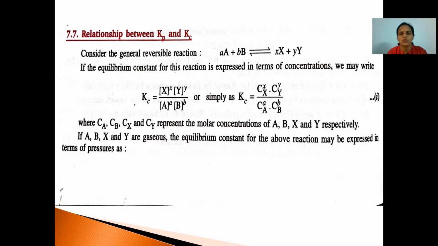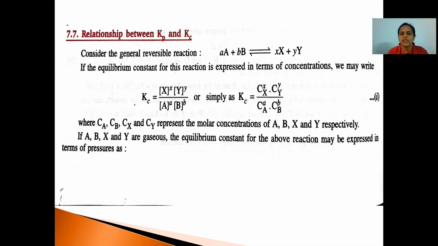Its active mass, big bracket will always write active mass of Y raised to y divided by active mass of A raised to a into active mass of B raised to b, or simply Kc equals Cx to the power x, that is concentration of X to the power x, into concentration of Y to the power y upon concentration of A to the power a into concentration of B to the power b, where Ca, Cb, Cx, and Cy are the molar concentrations of A, B, X, and Y respectively.